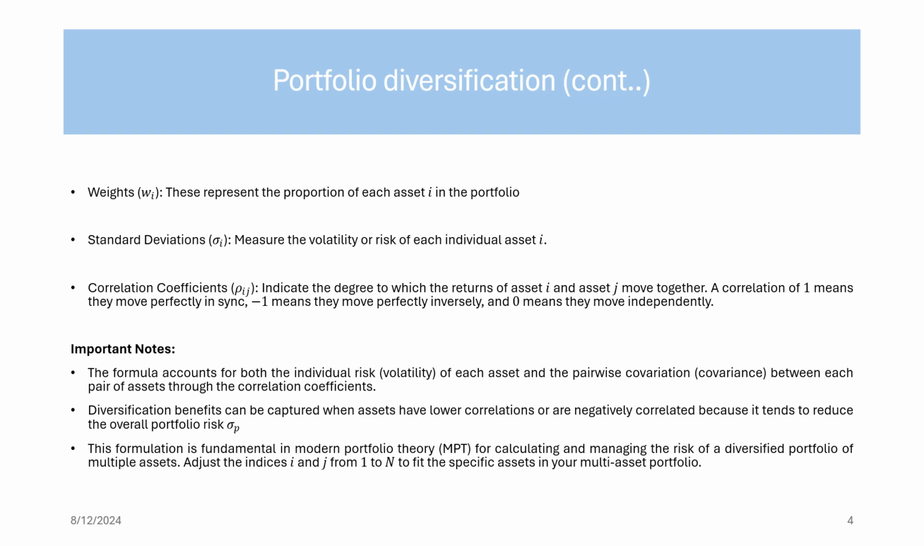This formulation is fundamental in modern portfolio theory, MPT, for calculating and managing the risk of a diversified portfolio of multiple assets. So it adjusts the indices i and j from 1 up to n to fit a specific asset in your multi-asset portfolio.